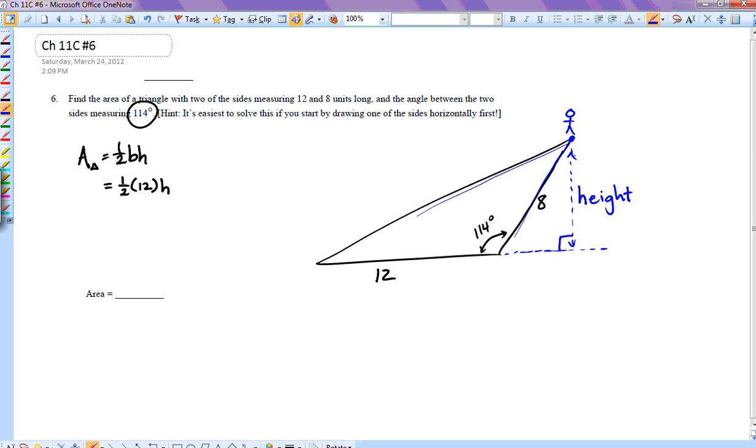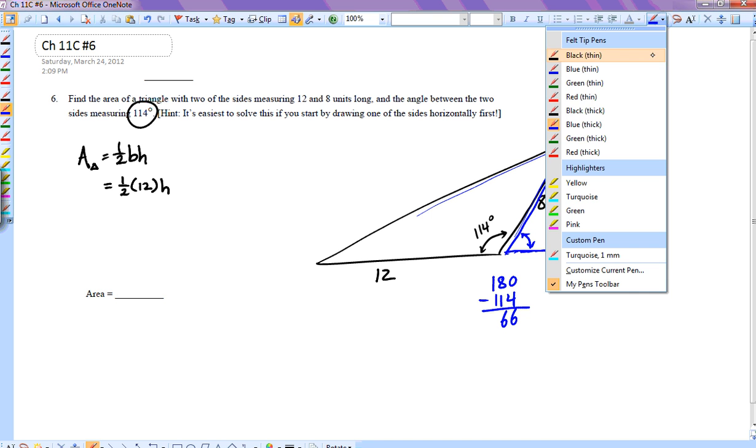So what I need to do is figure out what the height is. And we've got a right triangle with this 8, this dotted line here, and the height. So if I knew what this angle was, I could use trig. And to get that angle, we do 180 minus the 114, because they're supplements. And we get 66 degrees. So let me put that in the picture.